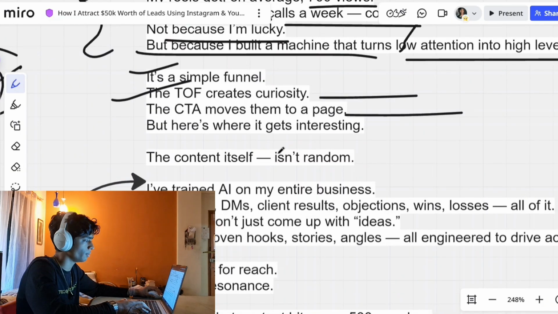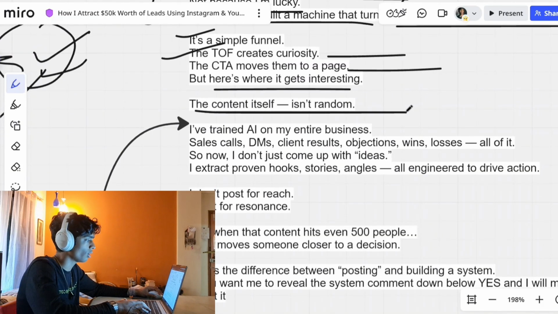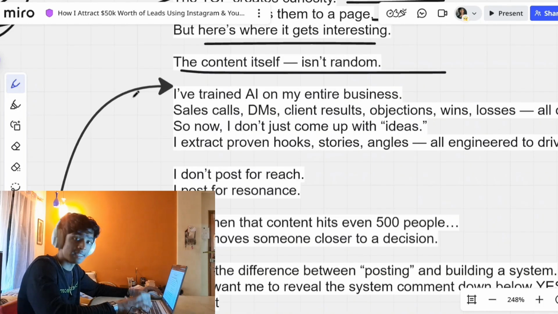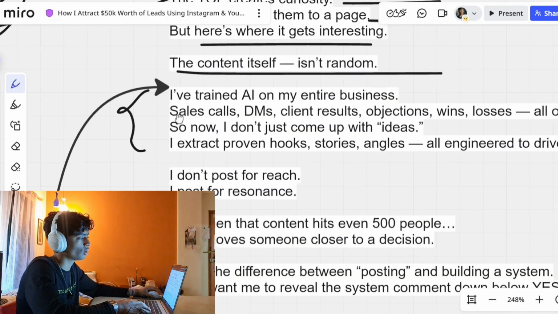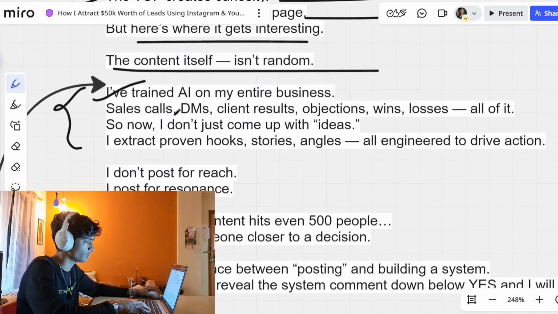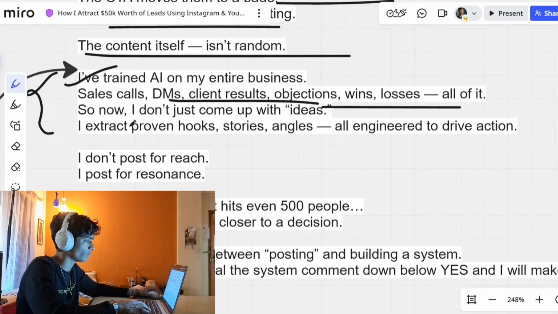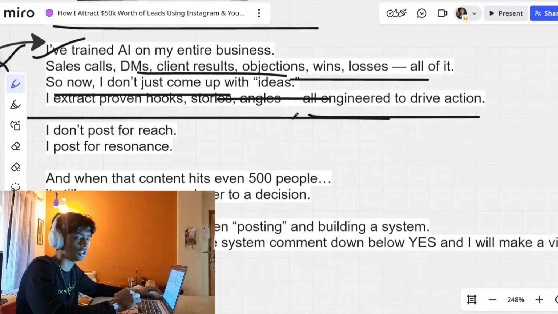The CTA moves them to a page, but here's where it gets interesting. The content itself isn't random. This is the entire new process that I sell in the content. That is, I've trained AI on my entire business: sales calls, DMs, client results, objections, wins, losses, all of it. So now I don't just come up with ideas. I extract proven hooks, stories, angles, all engineered to drive action. This gives them the right solution to their problem.